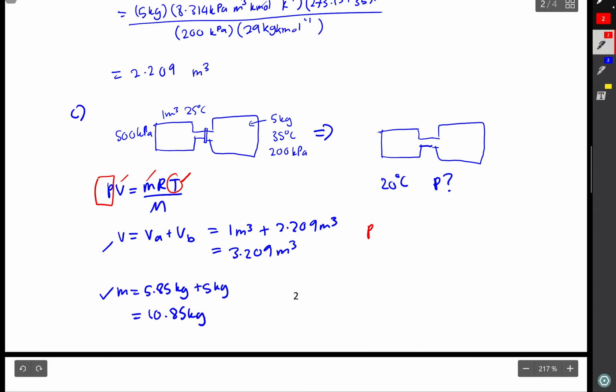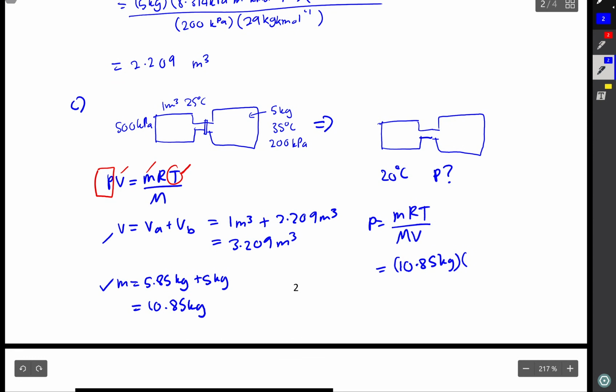So what is the pressure? Pressure will be equal to mRT over MV. So the total mass here is 10.85. Again, it is good practice to write down all of the units. Then R is 8.314. This one will be a bit long, so I try to write it in a shorter form, kilopascal meter cube over kilomole Kelvin. Okay, because we are short on space there.